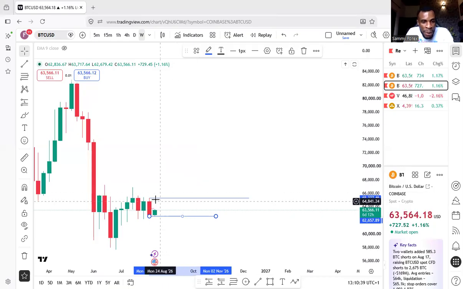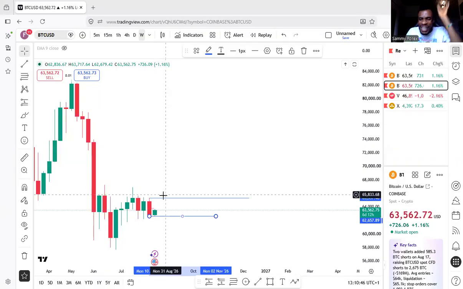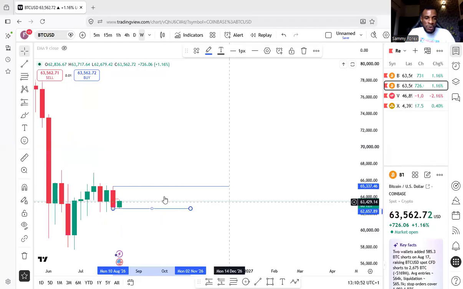Here is where they buy, and here is where they sell. So the liquidity is there every time. That's the first step. Why? Because we want to know the market direction.